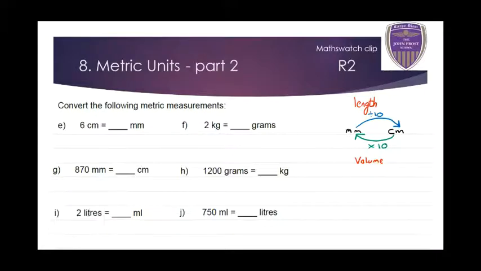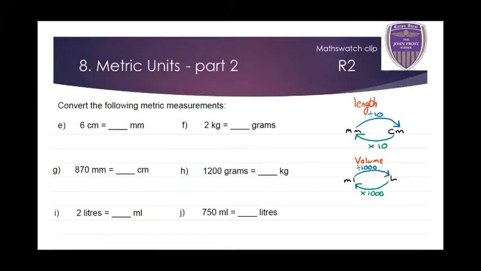Okay, so the smallest volume is milliliters and the biggest volume is liters. So if I wanted to find out how many liters I had with a known amount of milliliters, because there are 1,000 milliliters in a liter, I would have to divide my milliliters by 1,000 to find out how many liters there are. And if I want to do the opposite, if I knew how many liters I had but I wanted to find out how many milliliters I had, I would have to multiply my liters by 1,000.